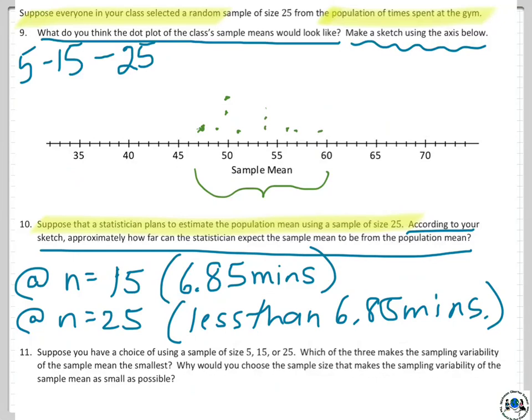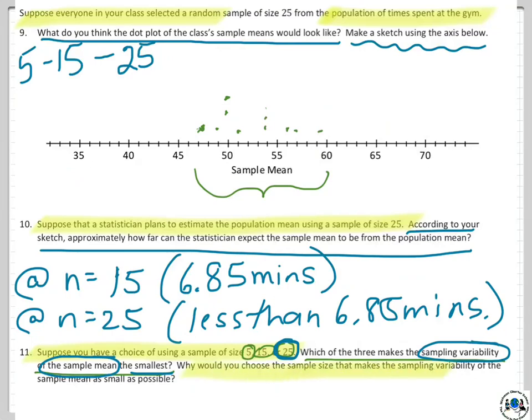And so finally here, number 11, suppose you have a choice of using a sample size of 5, 15, or 25. Which of these three makes the sampling variability of the sample mean the smallest? Of course, we would know, and you should guess, that it would be 25. Why would you choose a sample size that makes the sampling variability of the sample mean as small as possible? Why do you want to keep that sampling variability small?